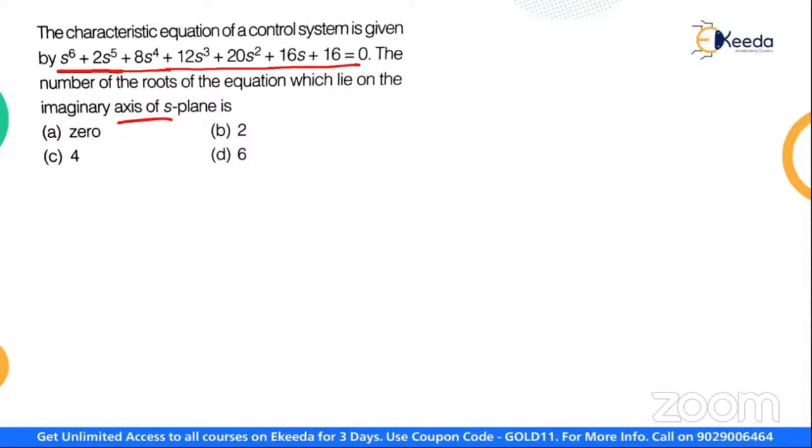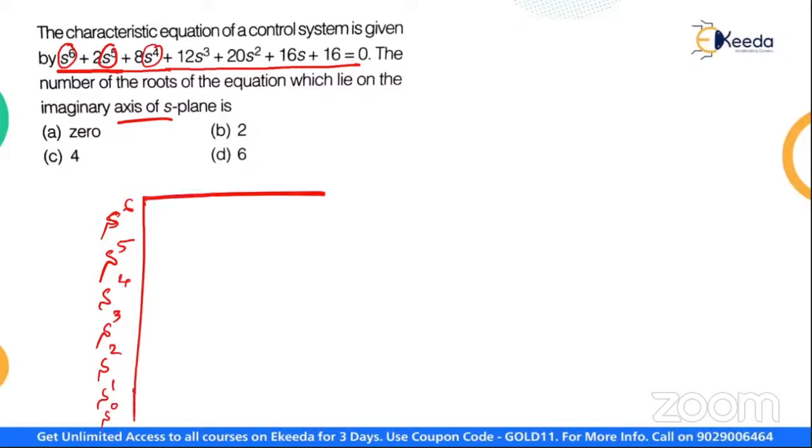Routh's array states that you write down these terms: s to the power 6, s to the power 5, s to the power 4, and so on. So you'll be having s to the power 6, s to the power 5, s to the power 4, s to the power 3, s squared, s to the power 1 and s to the power 0. Is that correct? Yes. And then you will be writing these numbers in alternate fashion.